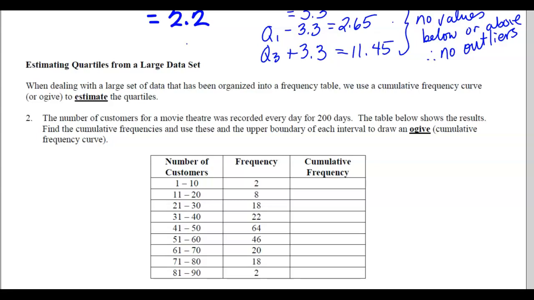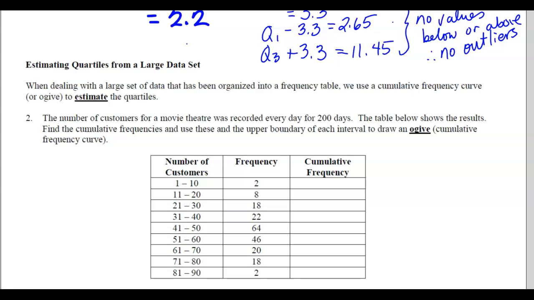So when dealing with a large set of data that has been organized into a frequency table, we use a cumulative frequency curve, or ogive, to estimate the quartiles. The number of customers for a movie theater was recorded every day for 200 days. Okay, the table below shows the results. So on a certain day, they check how many customers were there.